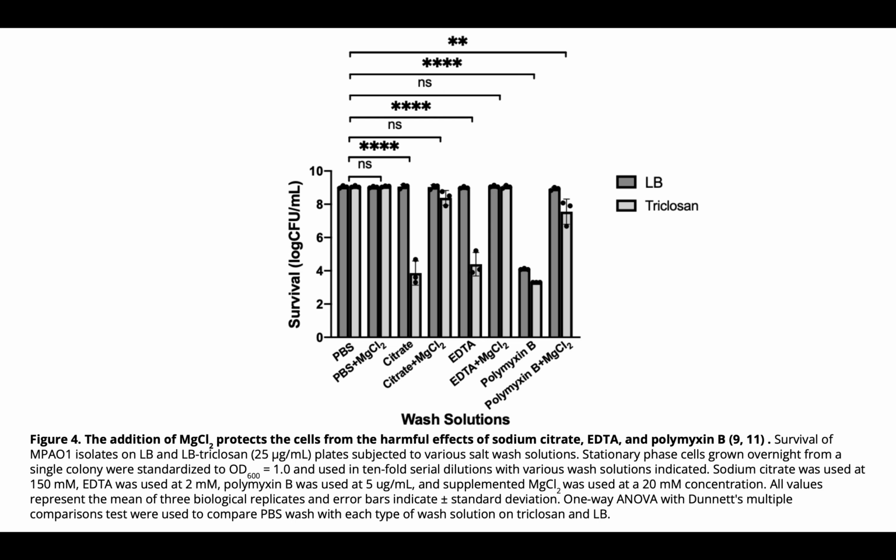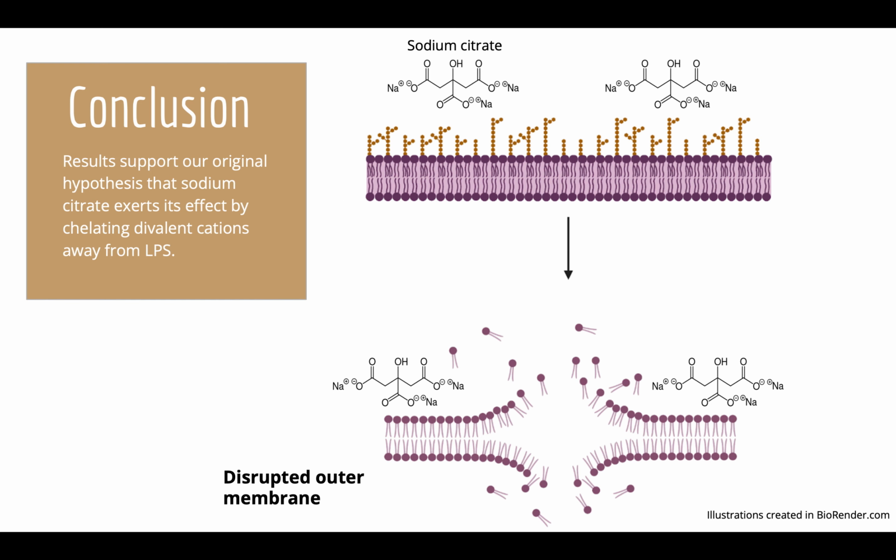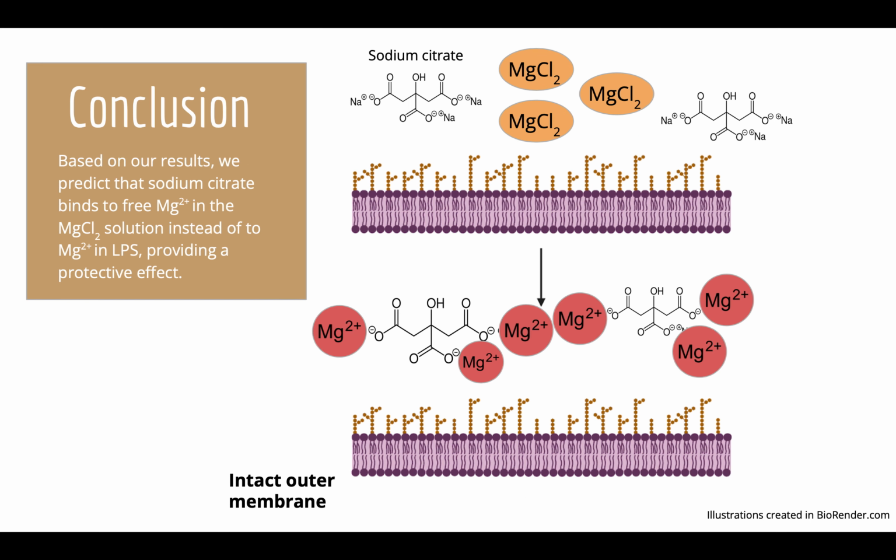Magnesium chloride also protected cells from polymyxin B, an antibiotic that mainly targets gram-negative bacteria by binding to and subsequently increasing permeability of the outer membrane. So our results support our original hypothesis that sodium citrate exerts its effect by chelating divalent cations away from LPS. Moreover, addition of magnesium chloride protects the cells, so we predict that sodium citrate binds to free magnesium ions in the magnesium chloride solution instead of to magnesium ions in LPS, thus providing a protective effect.